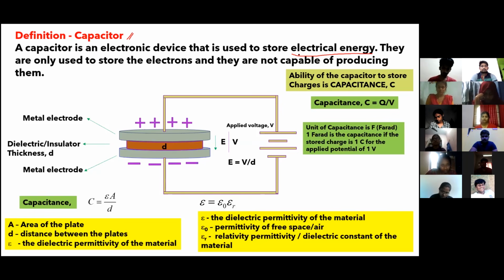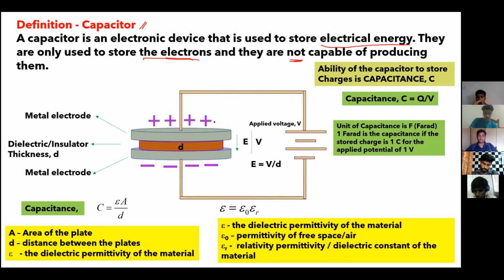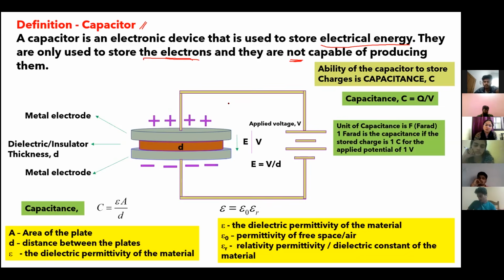That's an important point. How it stores, we will see. They are only used to store the electrons or the electrical energy. Electrical energy is nothing but electrons, right? Because if the electrons flow, you get an electronic current. That's what we want. And capacitors are not capable of producing them, but they can store them. But a battery is able to produce electrical energy from chemical energy, and it can also store it. I will tell you the differences if somebody asks you later.